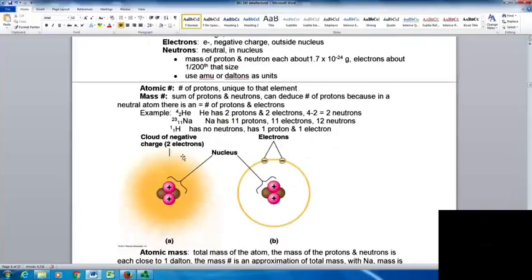So for example here, if we look, you've got this 4/2 for helium. Helium has 2 protons and 2 electrons. So when you take 4 minus 2, that's going to tell you that you've got 2 neutrons. With sodium, we've got 23/11. Sodium has 11 protons and 11 electrons. So 23 minus 11 would be 12 neutrons. Hydrogen is a little unique in that it has no neutrons. It just has 1 proton and 1 electron.